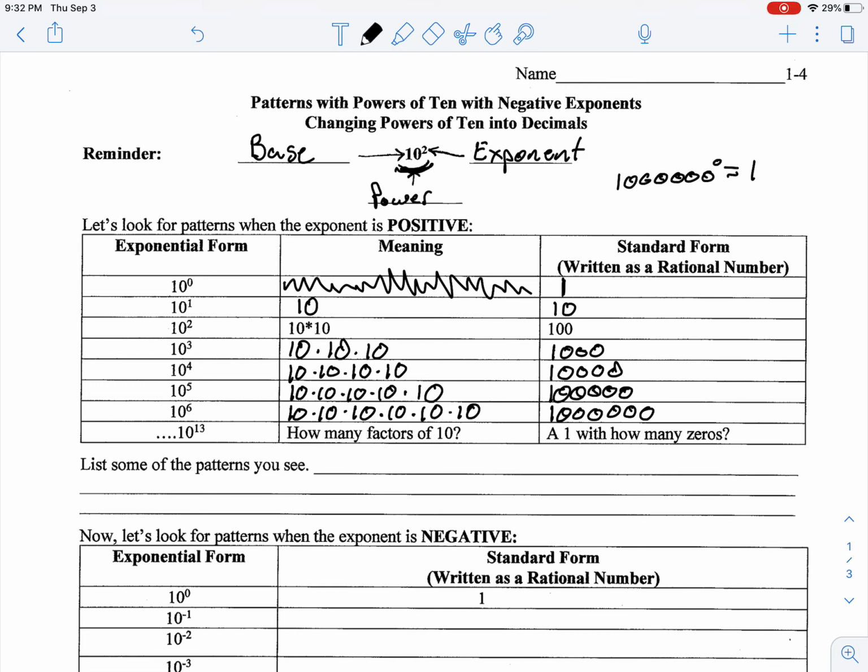So give this a think. If this pattern were to continue, how many factors of 10 would we have for 10 to the 13th? And our standard form number would be a 1 with how many zeros? See if you can find a pattern happening here from our increasing powers of 10. So I want you, by yourself, to list some of the patterns you see here. Don't just copy me and write a line. You're actually writing a sentence or two of the pattern you see.